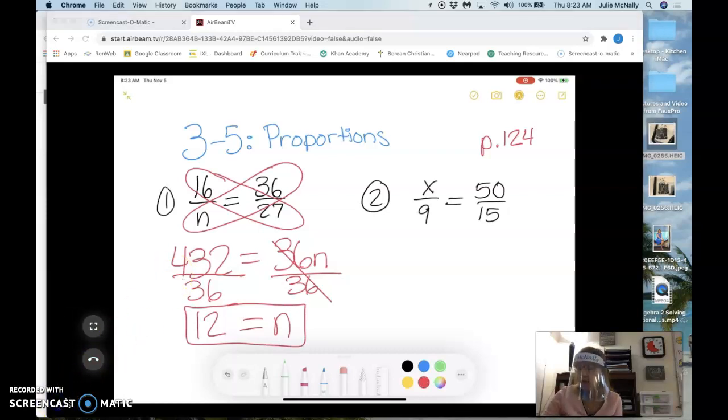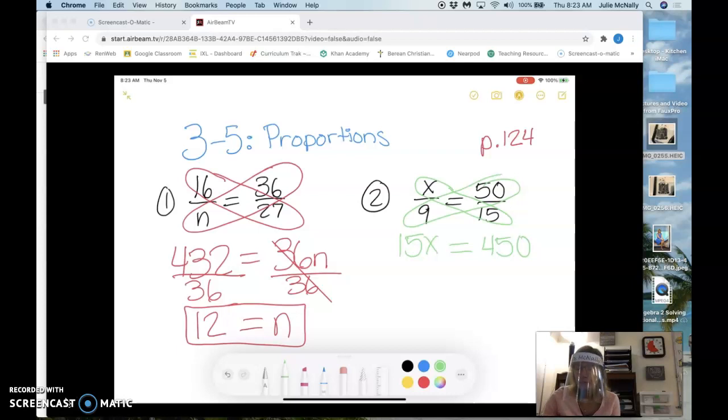For number 2, we're going to do the same thing. Cross multiply on your diagonals and then solve the equation. So 15 times x is 15x. And 9 times 50, 450. Yep, good. 450. So then I do what? That's right. Divide by whatever's next to the variable. X equals 30.